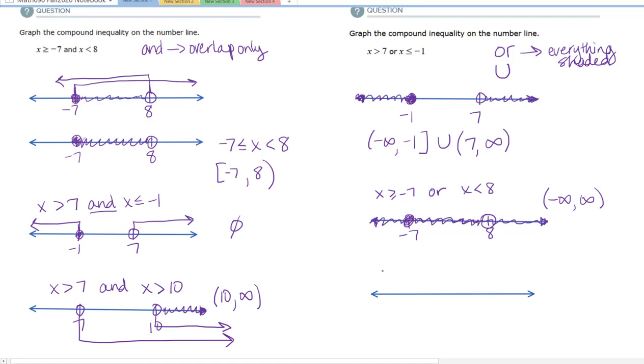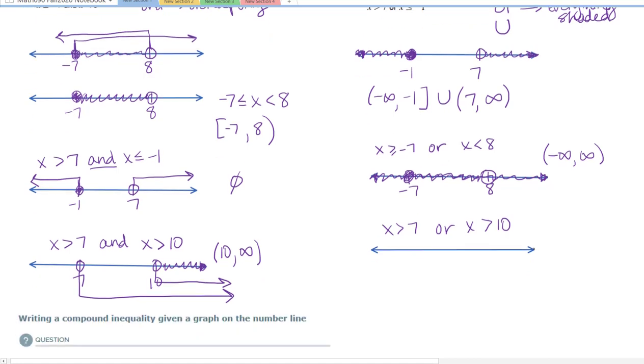All right, so one more. Let's say this guy over here, this x greater than 7, but make it or x greater than 10. So how does using an or change the final outcome? So there's our 7, there's our 10. So both of these are open circles, and both are going to go to the right. And so now, since we're using or, and we want to take everything we've shaded, now instead of starting at 10 for our final answer, we're going to start at 7.